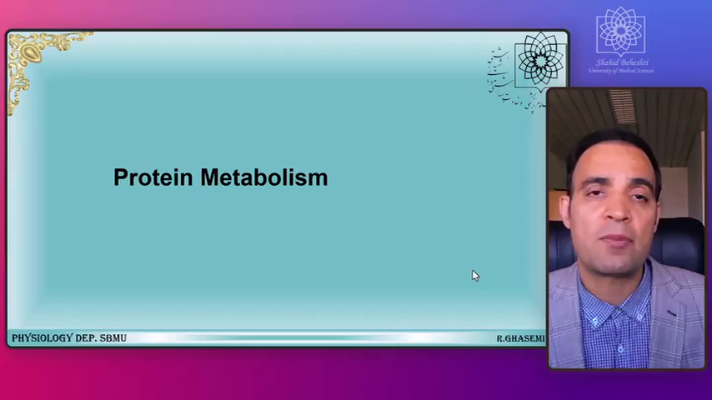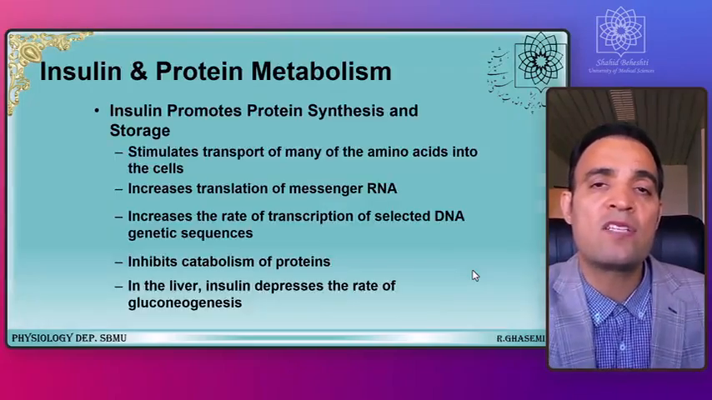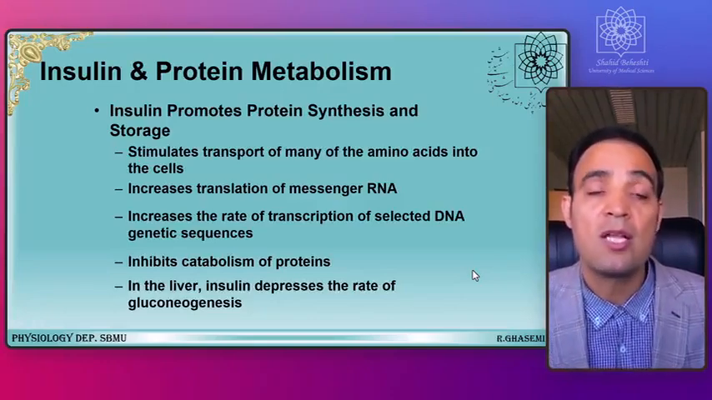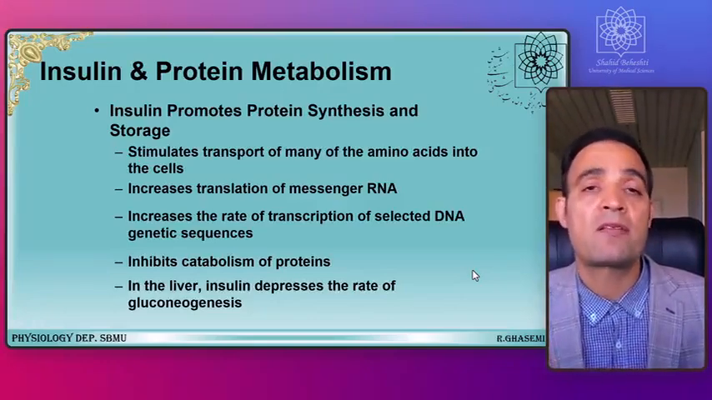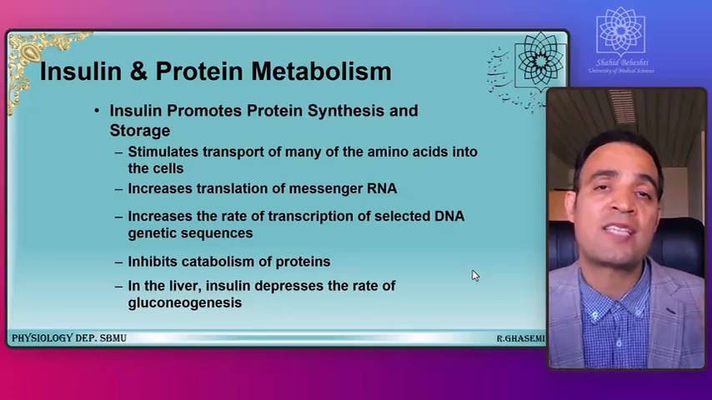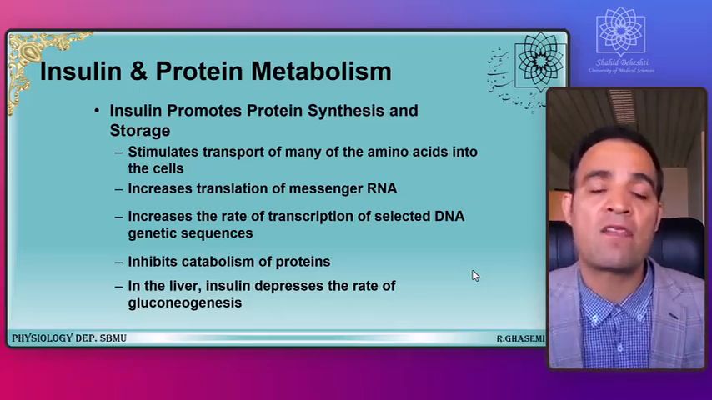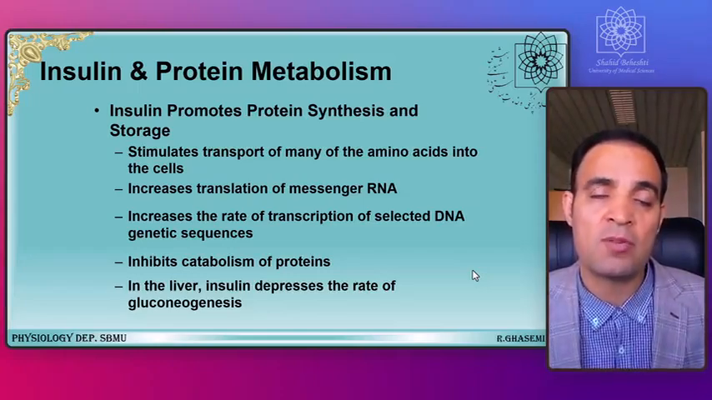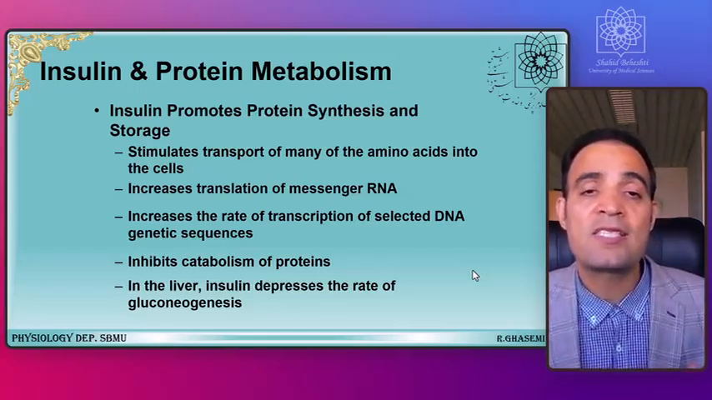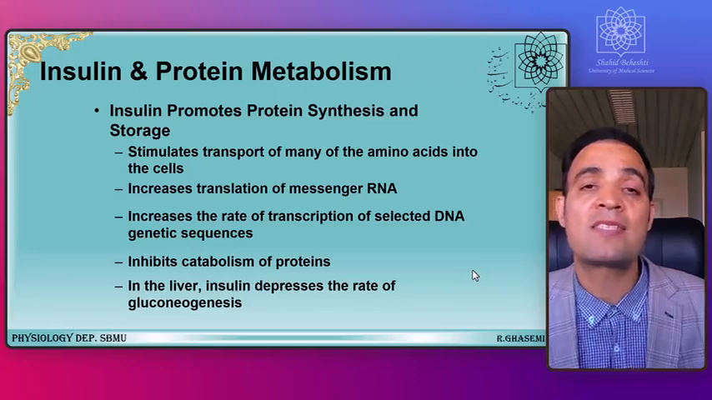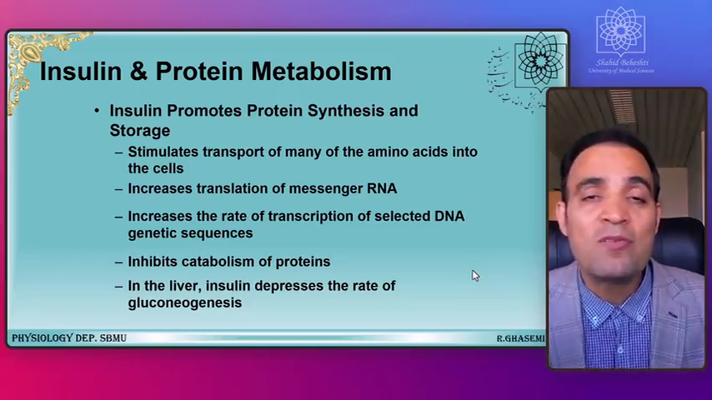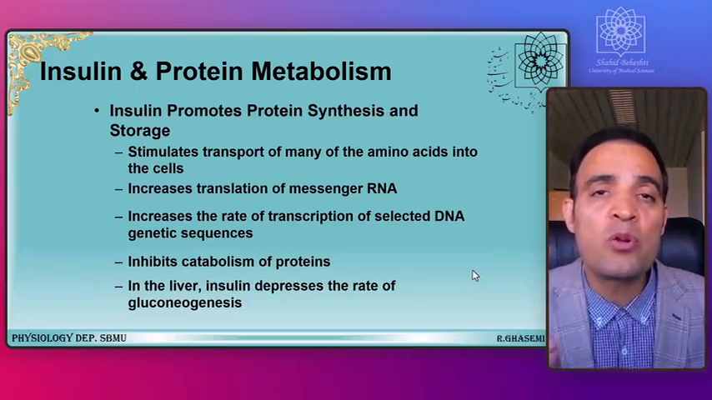Finally, we have protein metabolism. What is the role of insulin in protein metabolism? I told you that insulin prevents protein from being used as an energy source, prevents conversion of amino acid to glucose, and inhibits gluconeogenesis. It stimulates the transport of amino acid into the cell, not for using as an energy source, but for using them to produce new proteins.